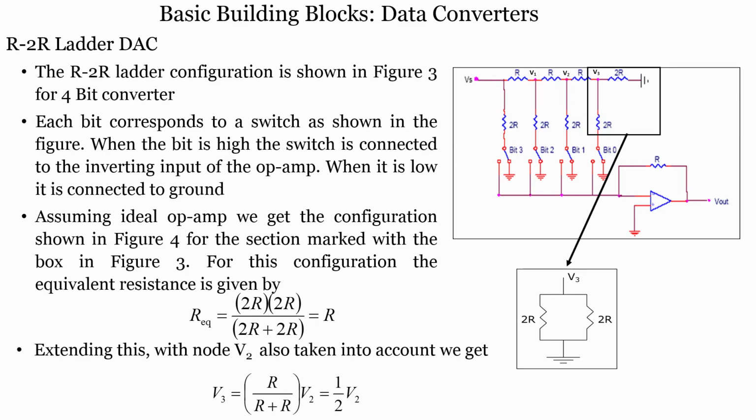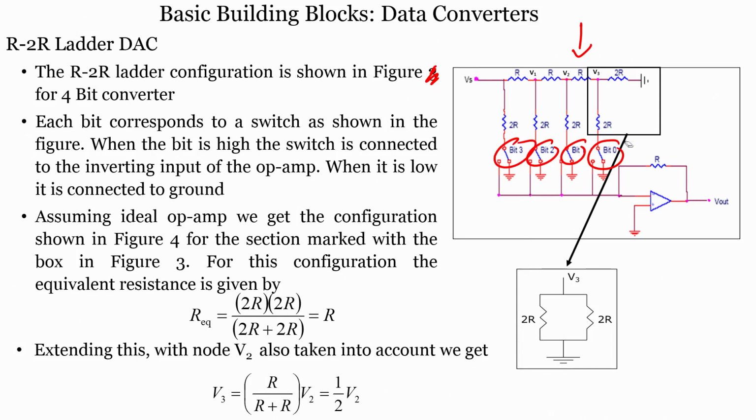If you move further, then the second kind of DAC is called R to 2R. Okay. So, the R to 2R DAC is shown in this particular schematic, right. We can call it figure 3, it is just a figure, do not worry about it, and it is for 4 bits. Each bit corresponds to a switch as shown in the figure. You can see there are 4 bits, right, bit 0, bit 1, bit 2 and bit 3, and each bit corresponds to a switch, right, which you can see here.